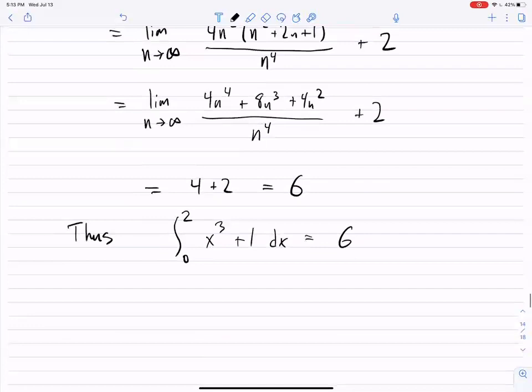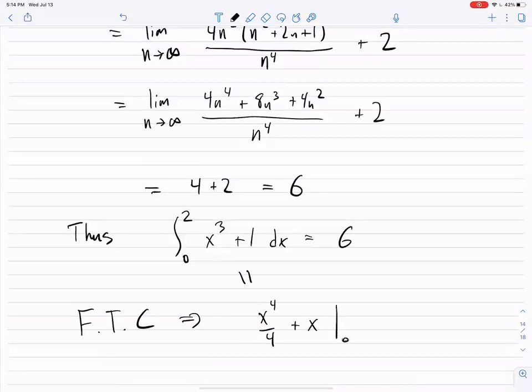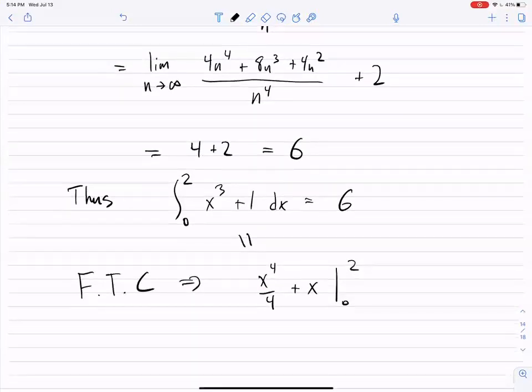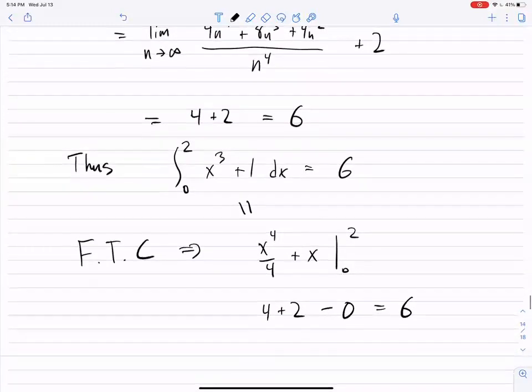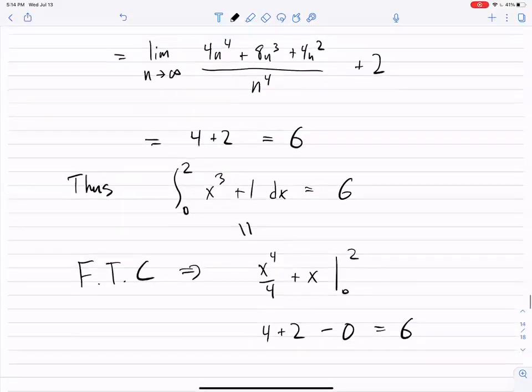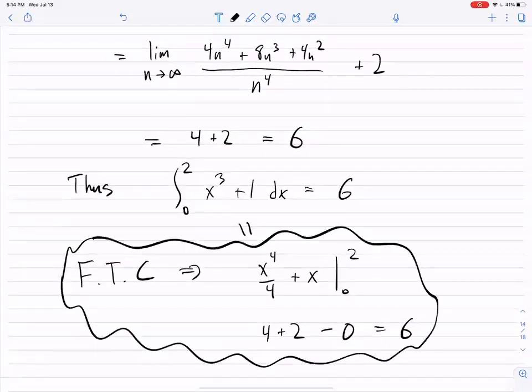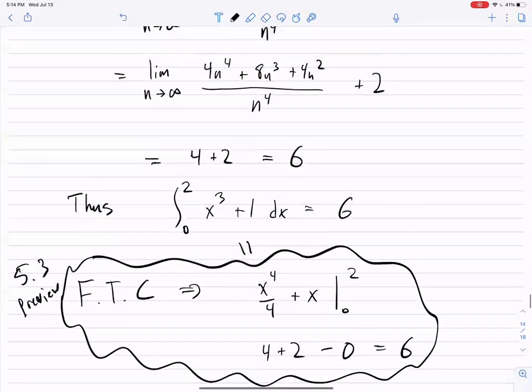We're going to learn a much easier way. So here's a preview of what we're going to do next time. The fundamental theorem of calculus tells us that this is actually equal to x to the fourth over 4 plus x, evaluated from 0 to 2. If you plug those in, you get 4 plus 2 minus 0, which is 6. And that's much easier, and I'll show you what all this is later. This is section 5.3, a 5.3 preview. And so that's a much easier way to calculate it.